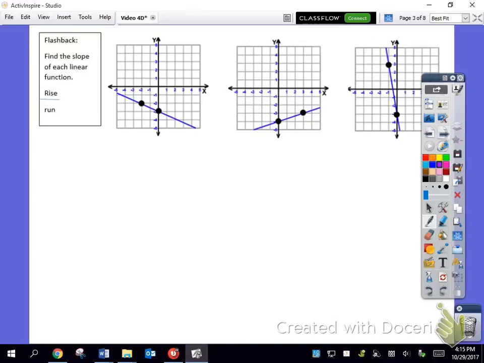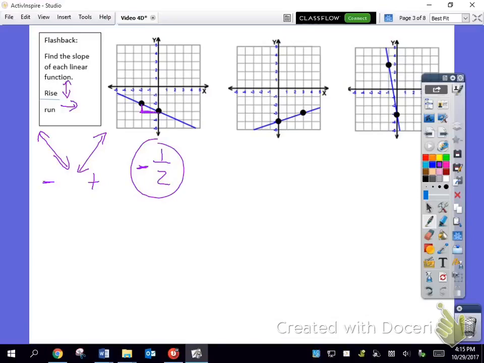Now, on the next one, this is a quick flashback. Remember, slope is rise over run. So rise tells you to go up or down. The run, we're always going to go to the right. And remember, if it's decreasing, it is negative, and if it's increasing, it's positive. Okay? So let's identify your slope. First of all, it's decreasing, so it's a negative, and it's down 1 over 2. So my slope is negative 1/2.